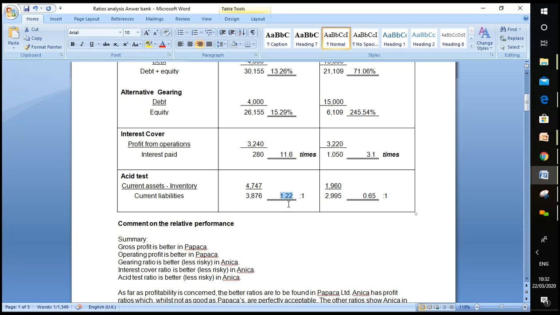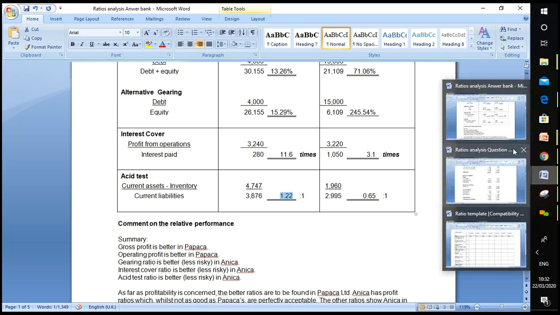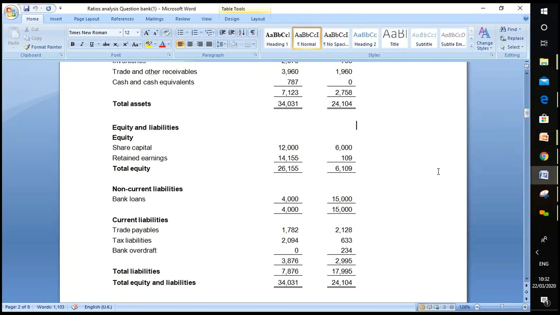Okay, next, if we look at the next company, Papika, they have 0.65. Which is quite a big difference if we assume both companies are from the same sector. So we can look around the liquidity there. Anika is most liquid, and Papika is less liquid. Any question? No.